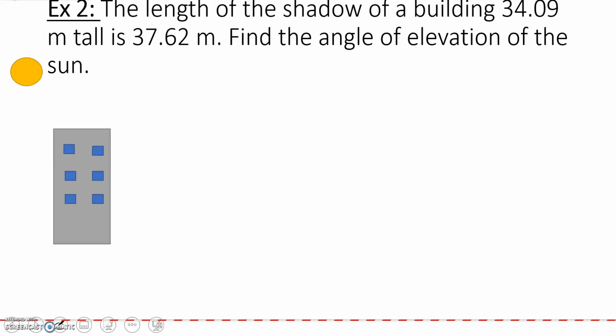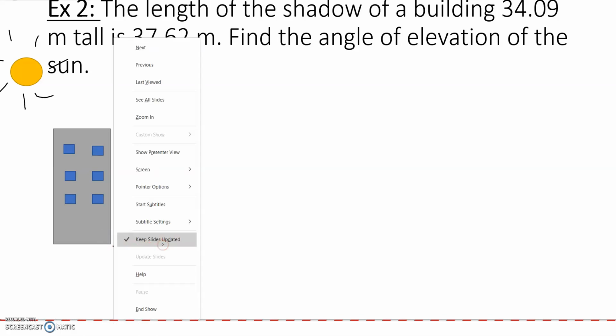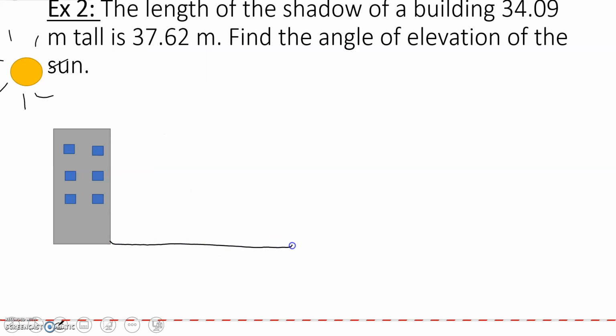Alright, for example 2, it says the length of the shadow of a building 34.09 meters tall is 37.62 meters. Find the angle of elevation of the sun. I have a little drawing of a building here, and the sun over here that's shining. I'm just drawing these little lines so you can see the rays of the sun. When the sun shines down, it casts a shadow that falls this way. We know the length of the shadow is 37.62 meters.